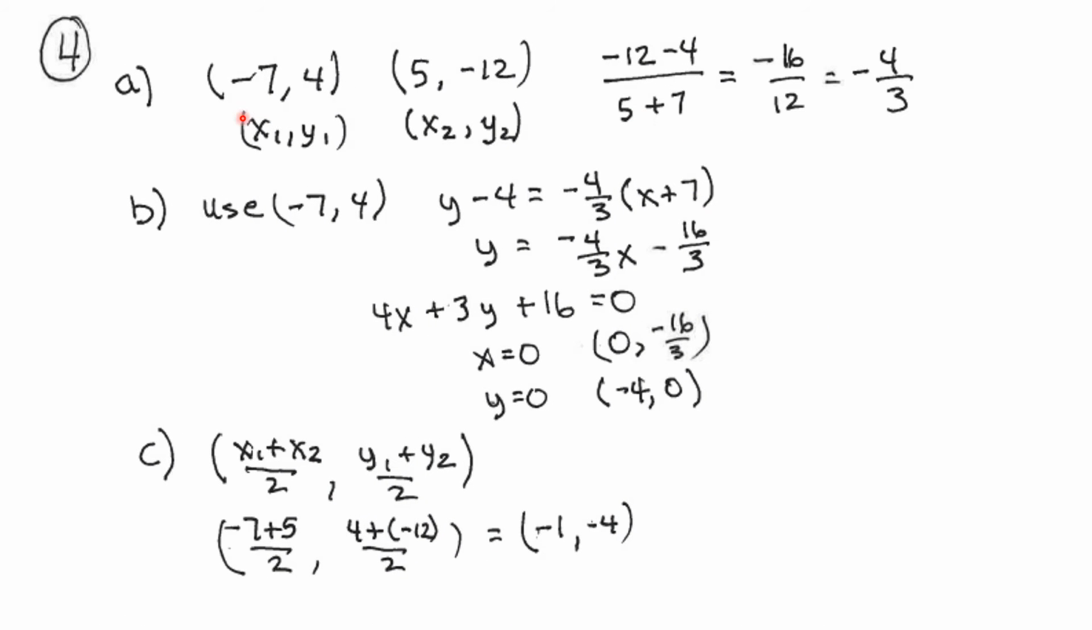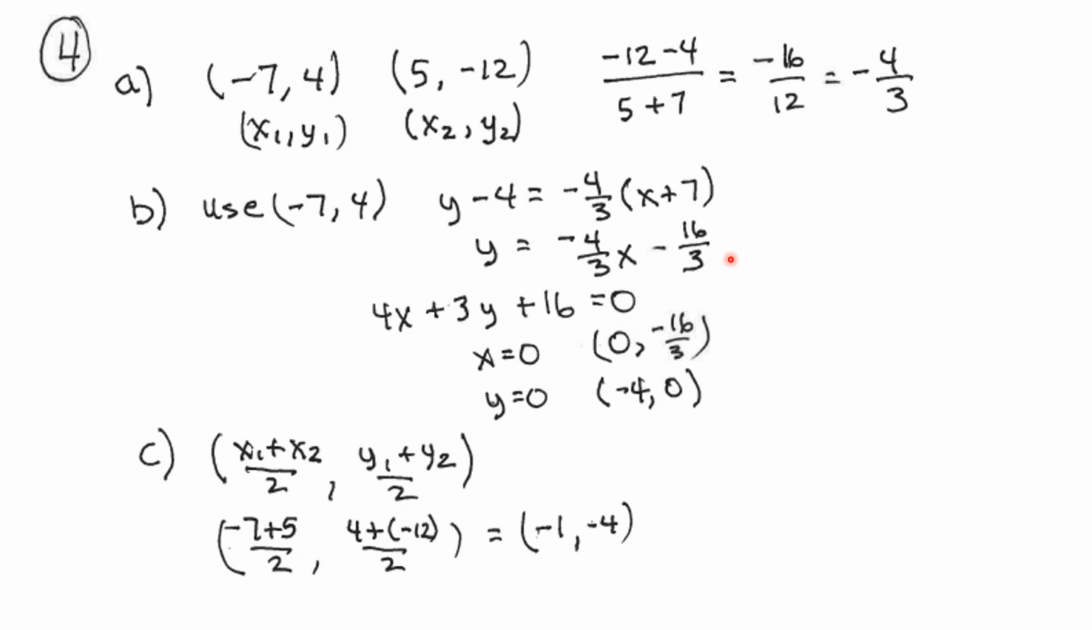Well, the slope of the line is going to be y2 minus y1 over x2 minus x1. So we find the slope here and we get minus 4 over 3. In part B, we could use either point, but we're using this one, so we know this is the slope. So it's y minus the y coordinate is equal to m, which was minus 4/3, times x minus the x coordinate, and we get this.